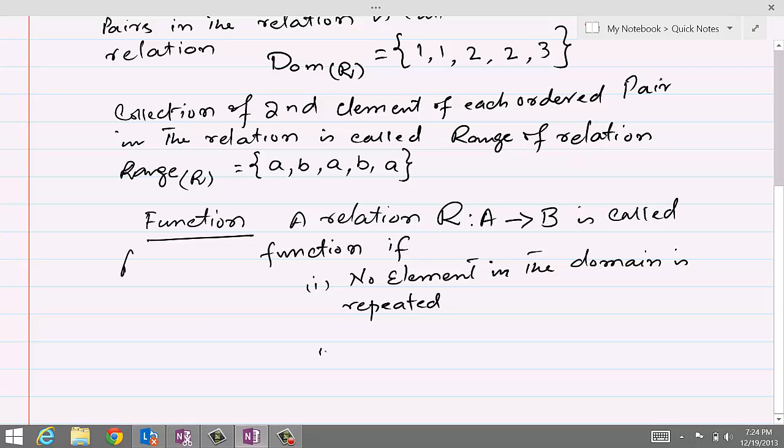And number two, the domain must be equal to set A. These two conditions, and notice that both of these conditions are on the domain. There is no condition on the range. So a relation can be called a function if the domain contains distinct elements only and the domain of the relation is equal to the set A.